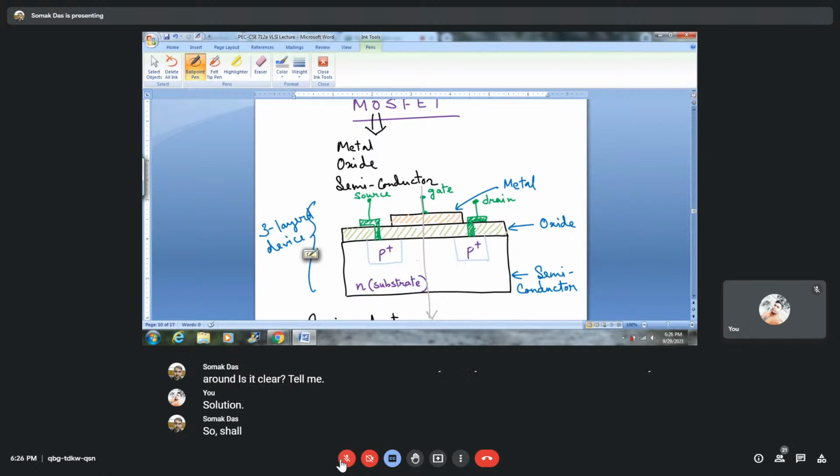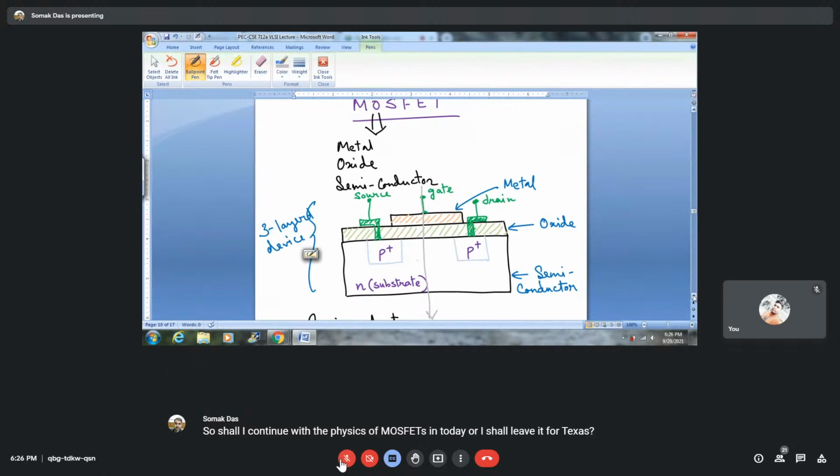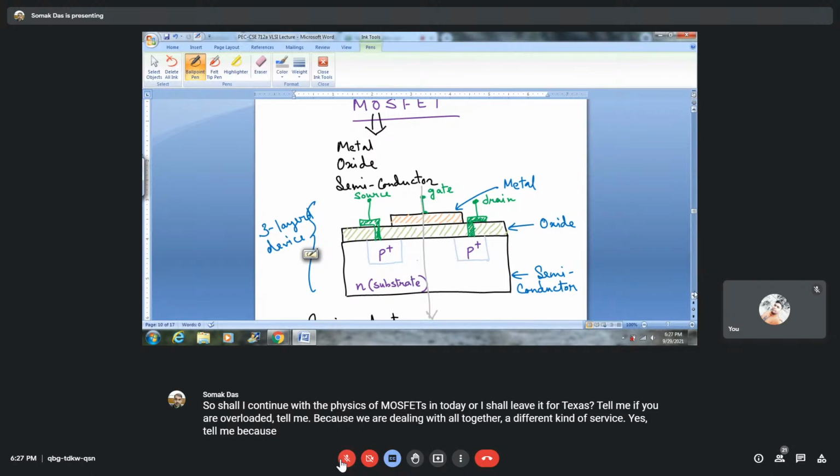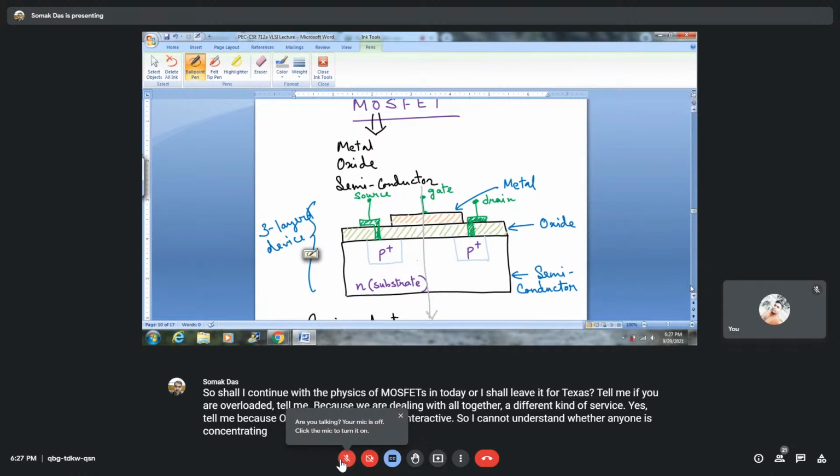So, shall I continue with the physics of MOSFET today, or shall I leave it for next day's class? Tell me. If you are overloaded, tell me, because we are dealing with altogether a different kind of subject. Yes, tell me, because only one or two of you are interacting, so I cannot understand whether everyone is concentrating or not. Shall I continue in the next class?